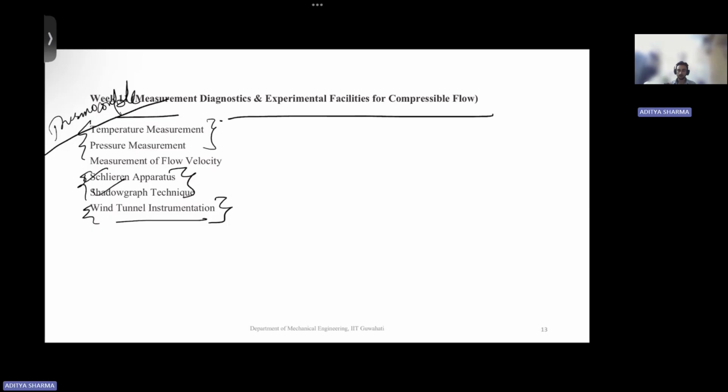So if you want to study turbulence, this kind of instrument is of great use. If you want to study boundary layers, this instrument is of great use. So this is there.